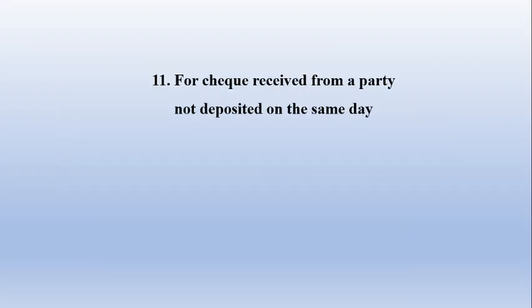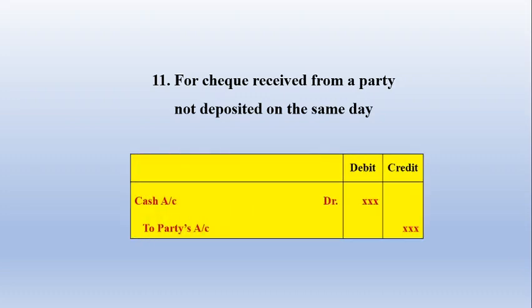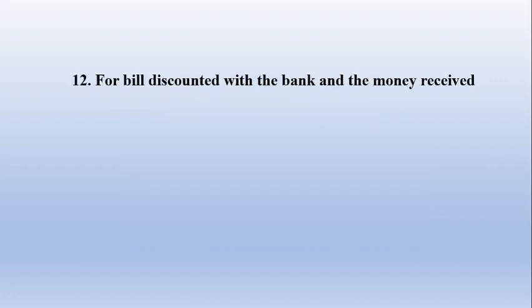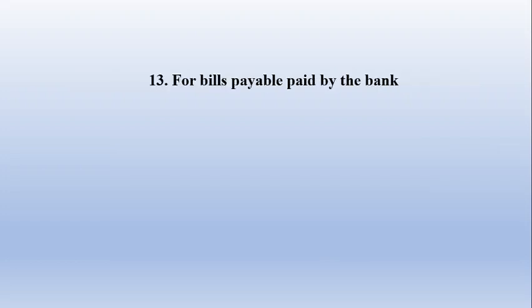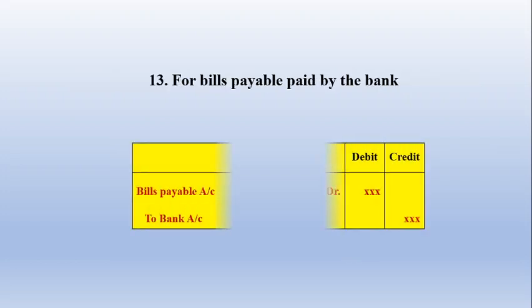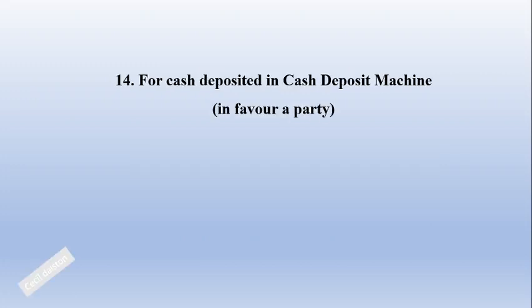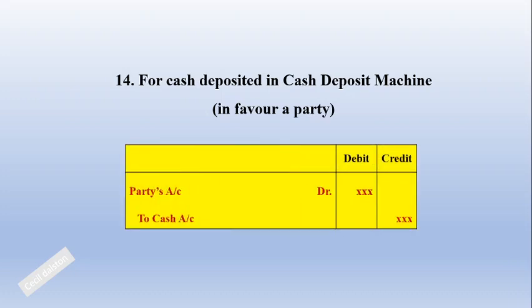11. For cheque received from a party not deposited on the same day, the journal entry is cash account debit to party's account. 12. For bill discounted with the bank and the money received, the journal entry is bank account debit, discount account debit to bills receivable account. 13. For bills payable paid by the bank, the journal entry is bills payable account debit to bank account. 14. For cash deposited in CDM in favor of a party, the journal entry is party's account debit to cash account.